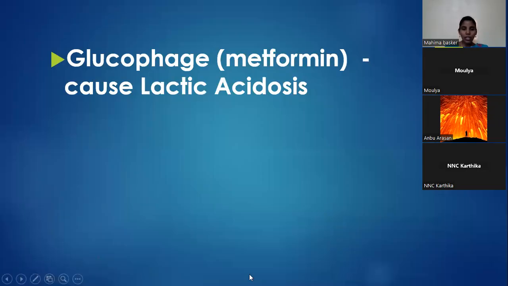Okay, here is one of the key points, Glucophage. What is Glucophage? That is a metformin tablet. Metformin will cause lactic acidosis, so a lot of lactic acid builds up in the blood. If the patient is taking metformin, during any surgery, before and after 48 hours, we will withhold the metformin because it will cause lactic acidosis. Got the point?